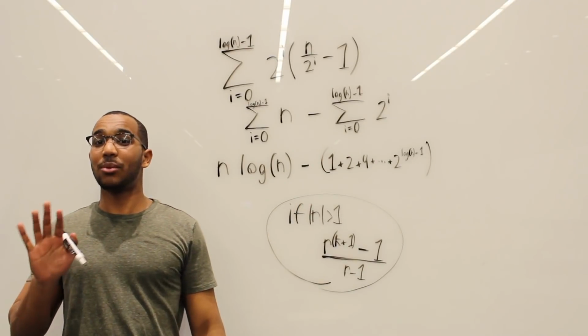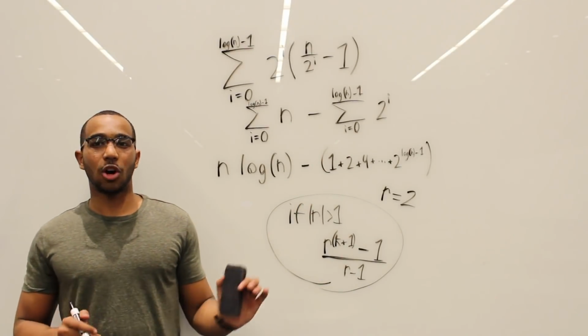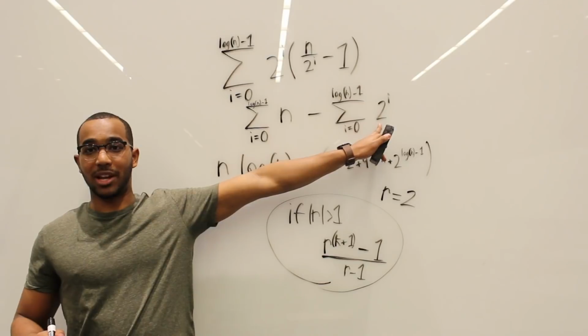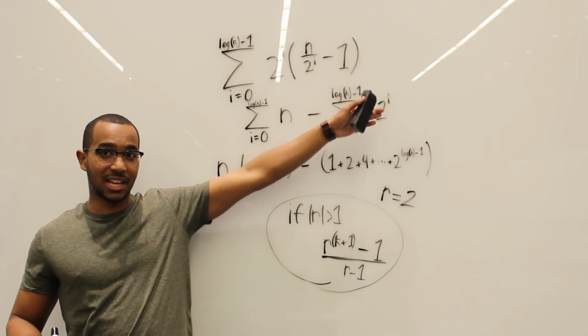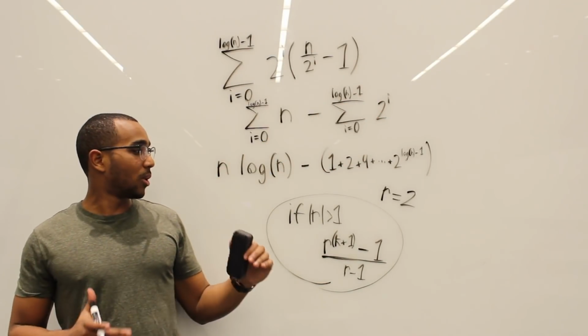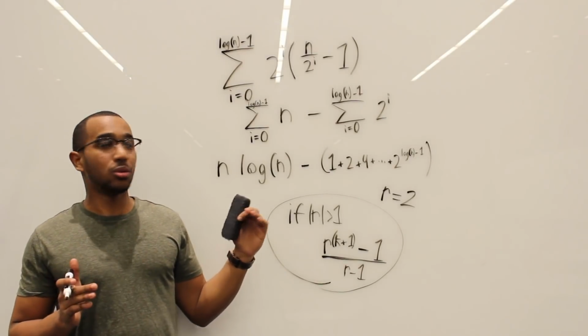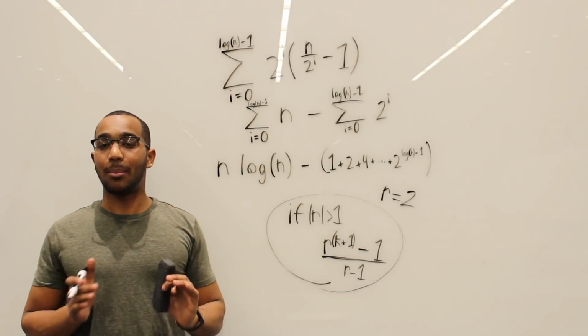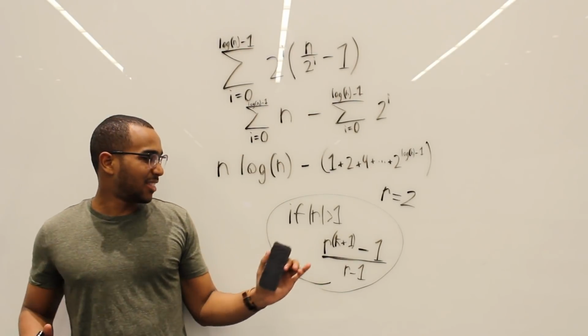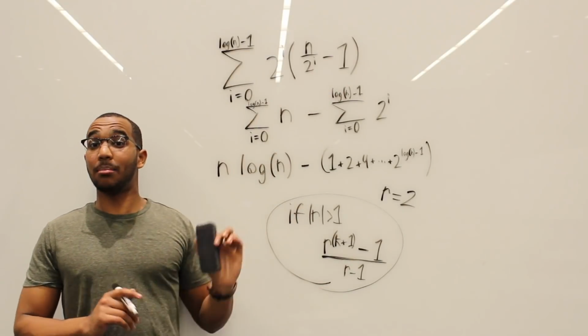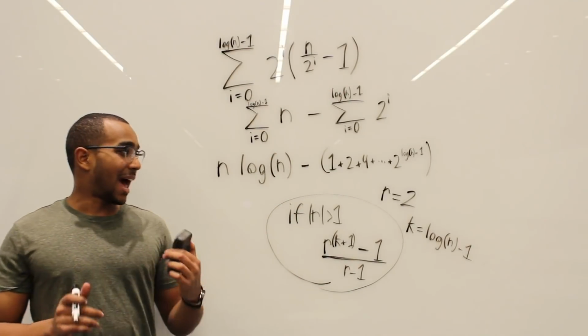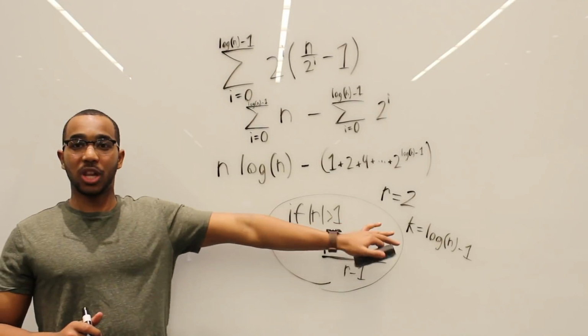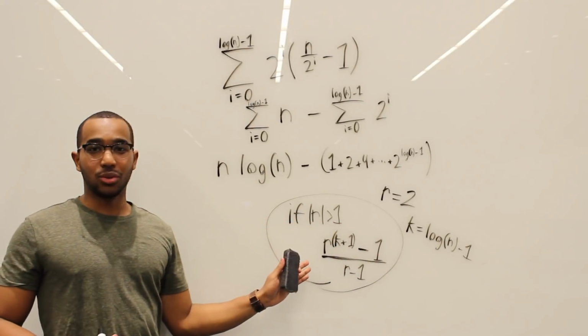So just stay with me, follow me. r is our base of the exponent right there, or the base of this exponentiation. We also need to know the upper bound. When do we stop? What is the last term? The last term is going to be log n minus 1. So what happens here is we're going to plug in k and r into this equation.